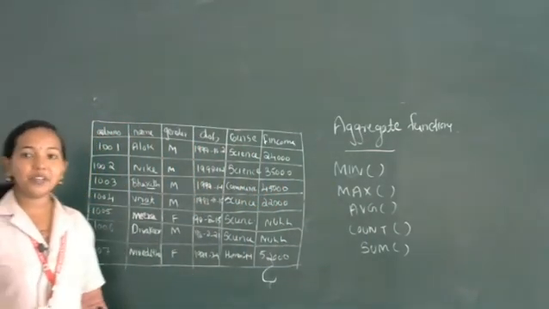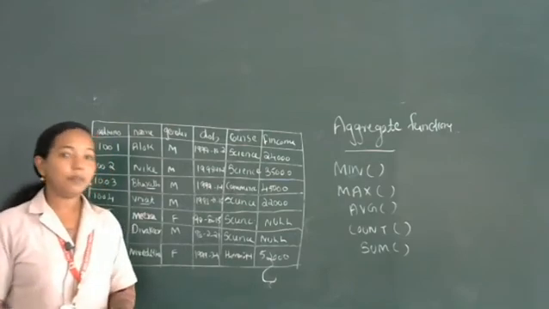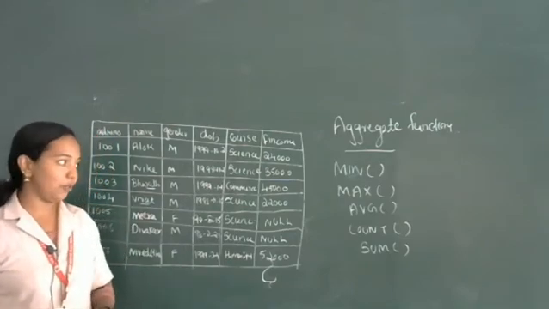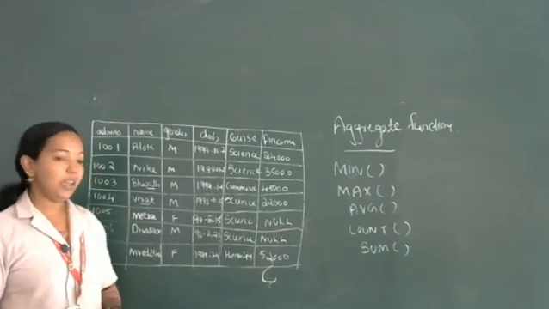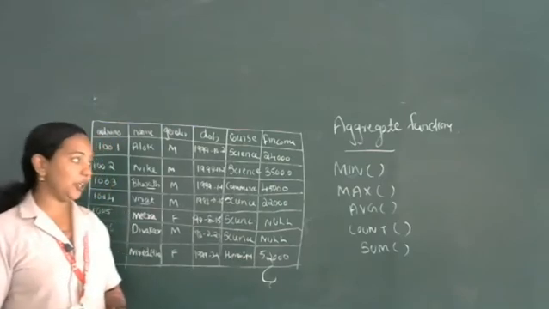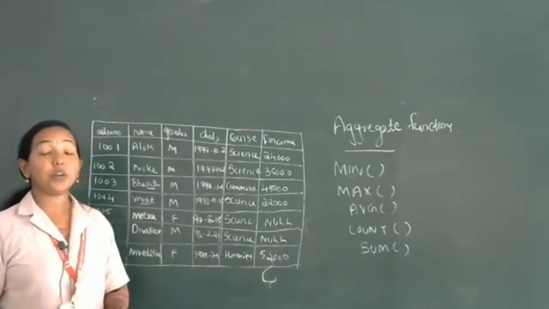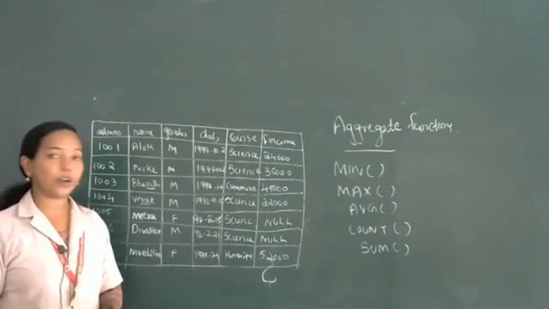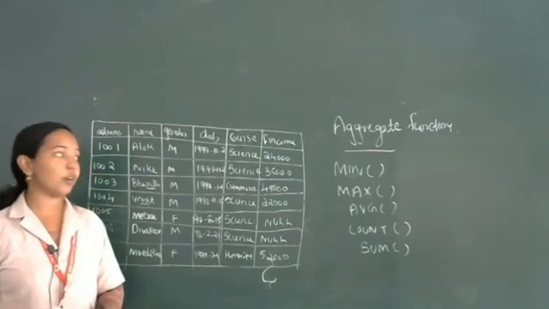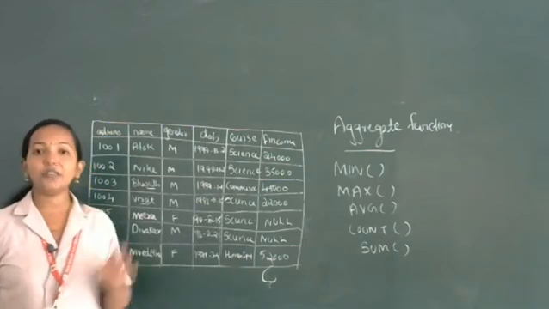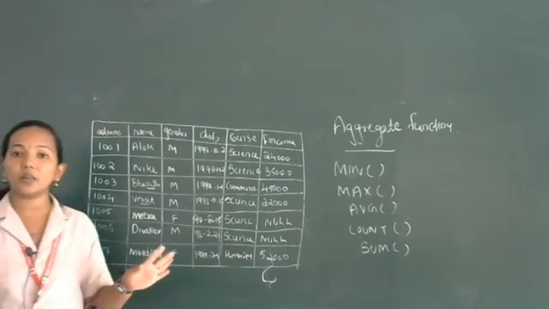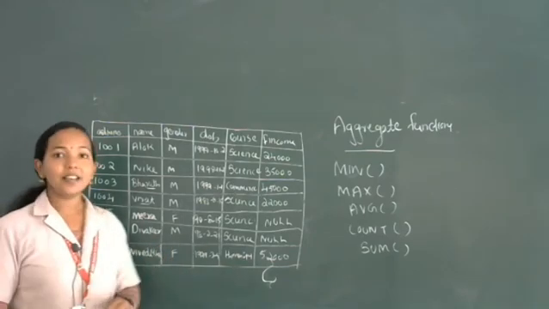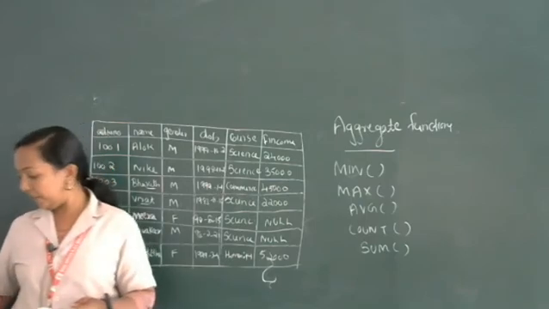The name indicates the purpose for which we are using each one. Min finds the minimum value, max the maximum value, AVG the average value, and count counts the number of entries, or number of tuples, or number of values in a relation. If a null value is present, it will not count the null values. Then sum finds the sum of values.